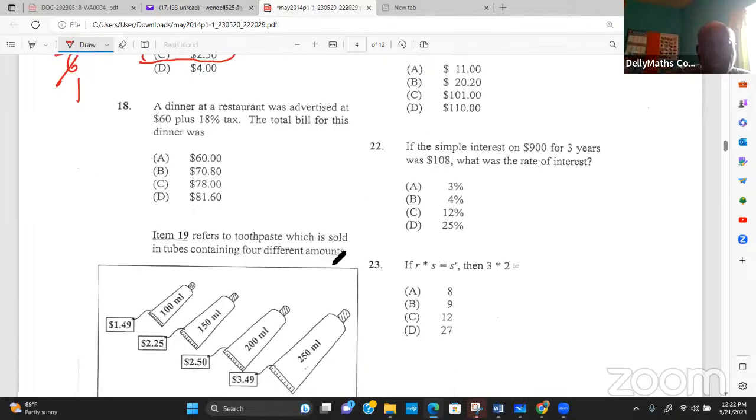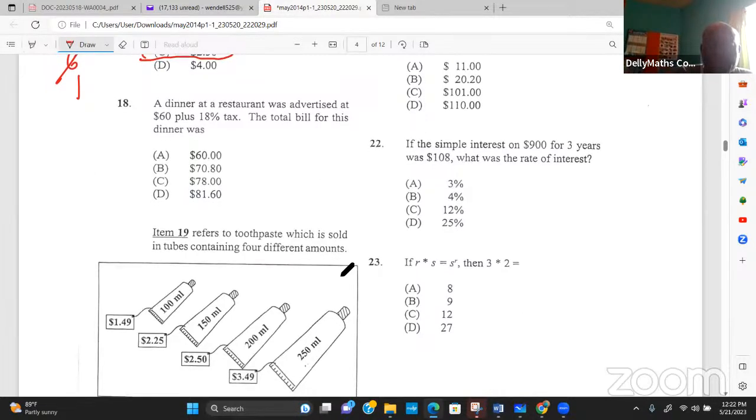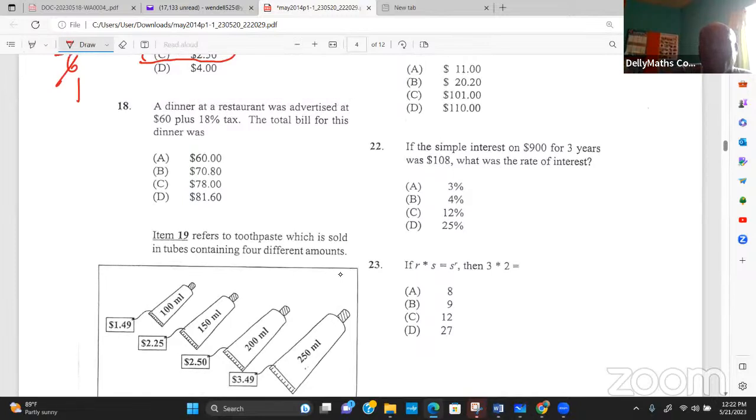All right, look at number 18. Number 18 says a dinner at a restaurant was advertised at $60 plus 18% tax. The total bill for this dinner is what? Now, it's up to you. I am saying that I'm going to use my 10% concept, and without working, you can eliminate what cannot be. And elimination is a big part of your multiple choice. You don't need to find the answer. A lot of times you need to find what cannot be the answer. You take them out and the answer shows up, right?